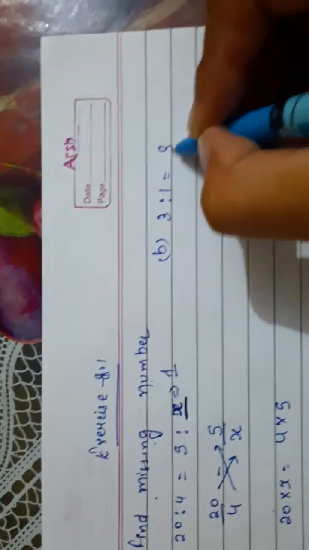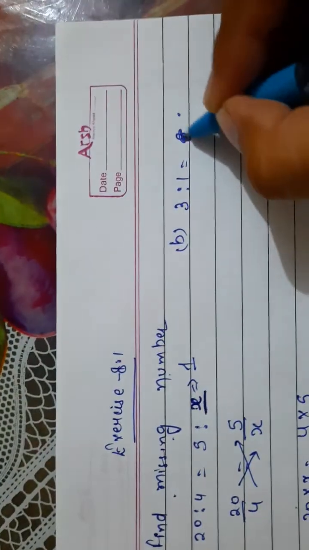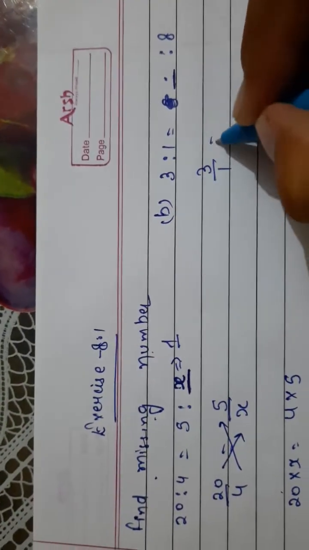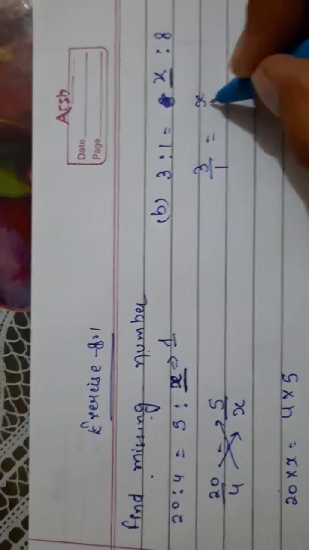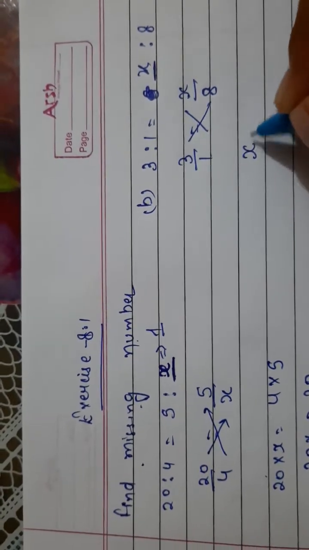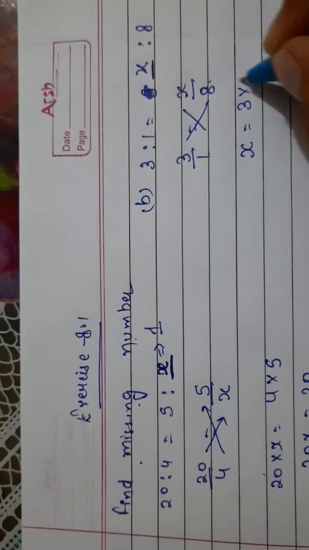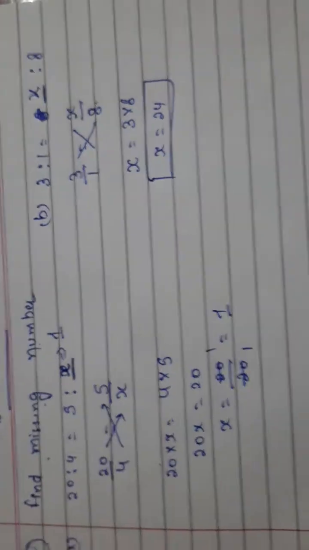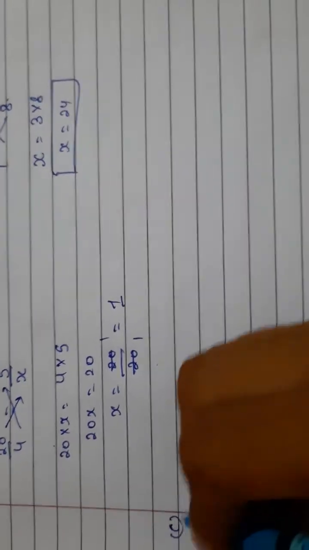Next, come on B part. 3:1 is equal to blank:8. First of all, here the blank is there, then ratio 8. Now again we can write it as 3 by 1 is equal to x by 8. Again cross multiply: 1 multiply by x is x, 3 multiply by 8, so x is equal to 24. Clear?